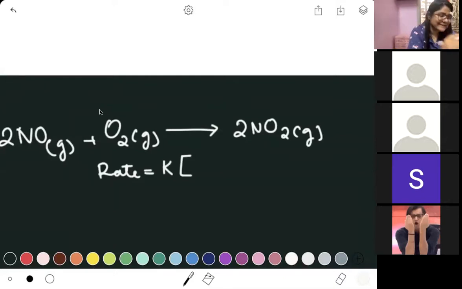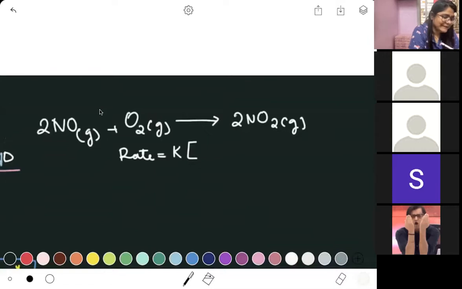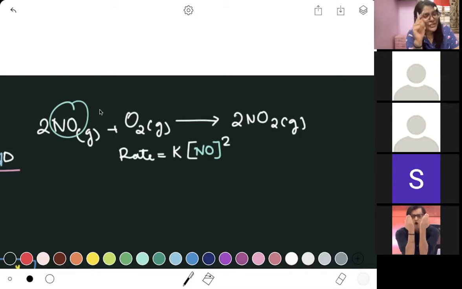How would I write this down? My first reactant is NO. So I'm going to write NO. What is its stoichiometric coefficient? It is 2. So [NO], the molar concentration of NO, raised to the stoichiometric coefficient, which is 2. What is my second reactant? It is O2, and it is raised to 1, which technically, even if you don't write it, makes no difference.